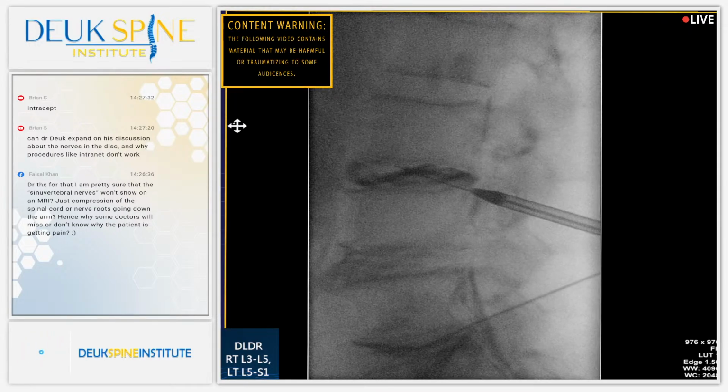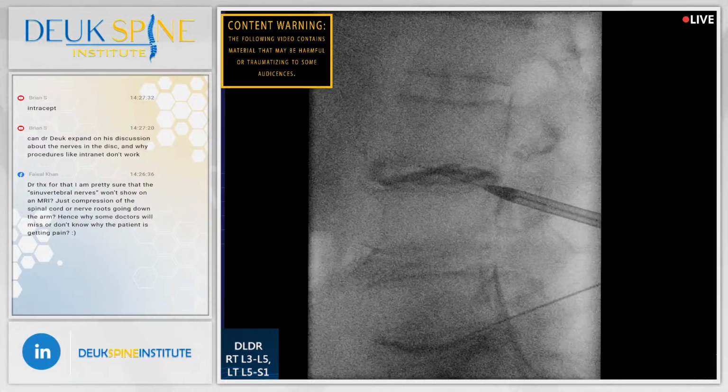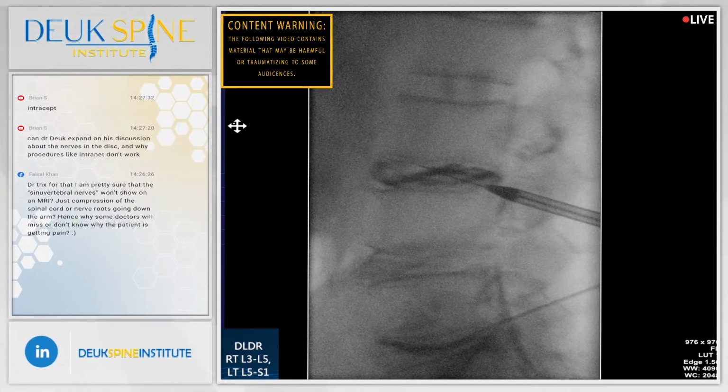So it turns out that the sinovertebral nerve is important to curing back pain. But if you're a doctor who doesn't believe it's curable, back pain or neck pain, then you don't care about the sinovertebral nerve because it's not part of your daily treatments. That makes sense.